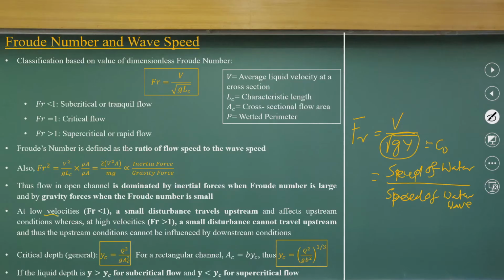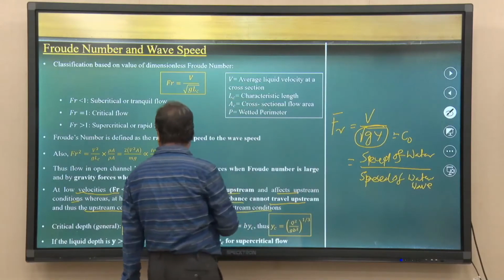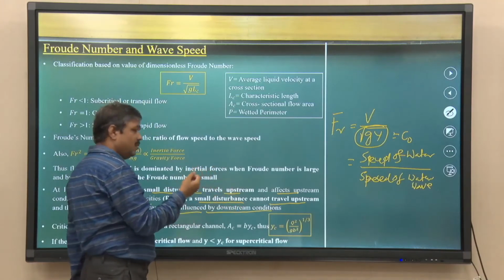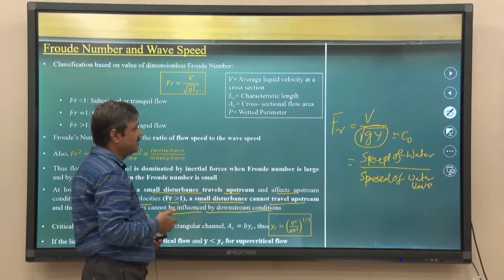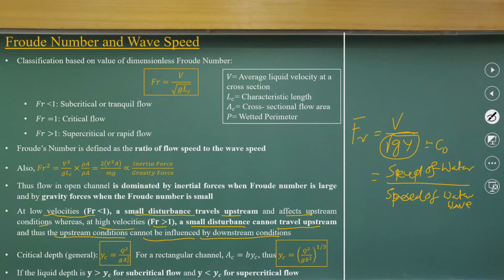So, at low velocity, when the flow Froude number is lesser than 1, a small disturbance travels upstream and affects the upstream conditions. At high velocity, when the flow Froude number gets large, a small disturbance cannot travel upstream, thus the upstream conditions cannot be influenced by the downstream conditions. That is what I tried to explain, looking at these figures with a disturbance, and why it happens between the dominance of the inertia forces or the gravity force components. So, the definition of the flow Froude number is the speed of the velocity by the speed of the water wave.